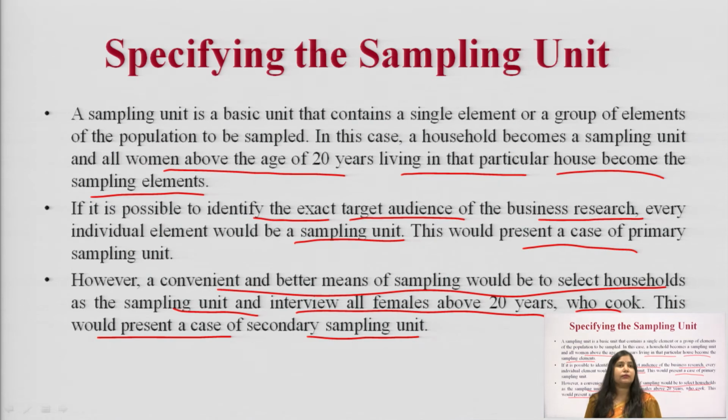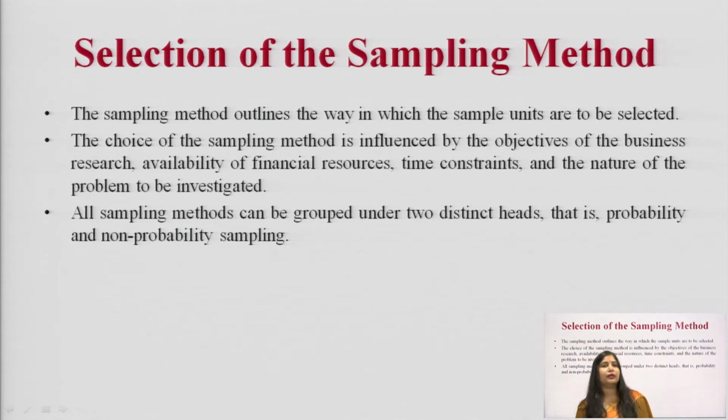So, in the next step you should define your sampling unit. Then select the sampling method. We are going to understand the sampling method, or the sampling design, or the type of the sampling. After defining the population, the sampling frame, and your sampling unit, you should select the sampling method. The sampling method is basically of two types, probability sampling and non-probability sampling.